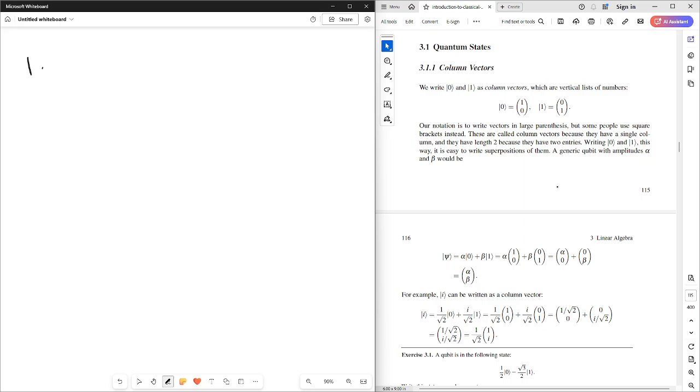So state 0 and state 1 are both column vectors: 1, 0 and 0, 1. So it represents state 0 being on. That's how I thought about it, at least. I really wanted to do 0, 1 at the start, because it's state 0, but state 0 is on, shall we say.